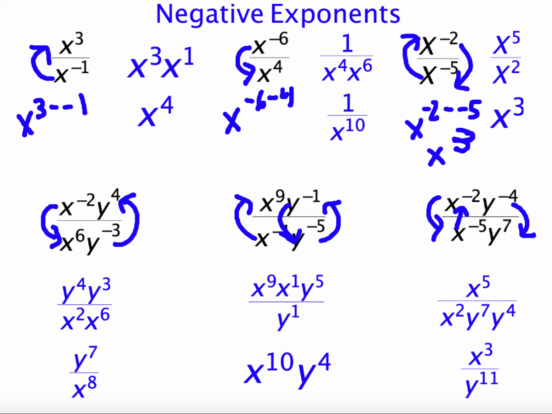Those are our 5 main rules: the product rule when you are multiplying powers, the quotient rule when you're dividing powers, product rule add, quotient rule subtract, the power rule where your base of a power is another power, we multiply, then we have the 0 and negative exponent rules.